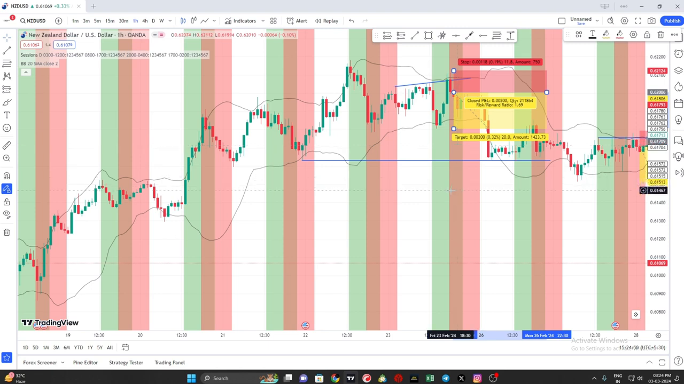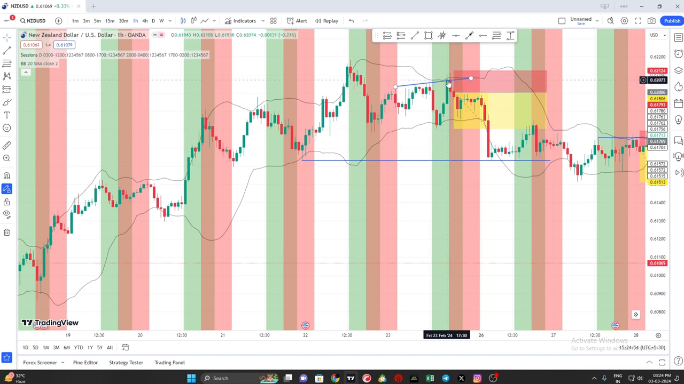Now remember one thing. If you get this kind of trades in the Asian session, don't take the trade. We will only trade the London and New York session and nothing more. So we have to trade only the London and New York session, and we have to search for this kind of setups.